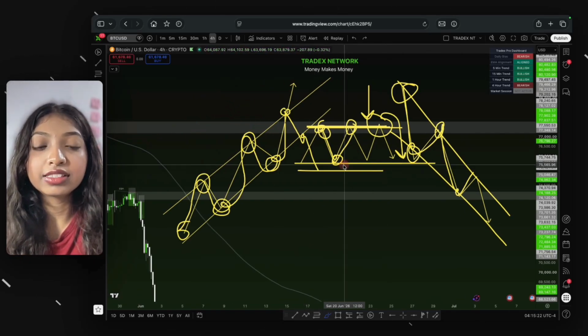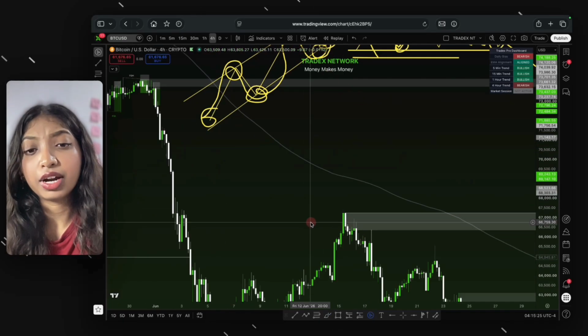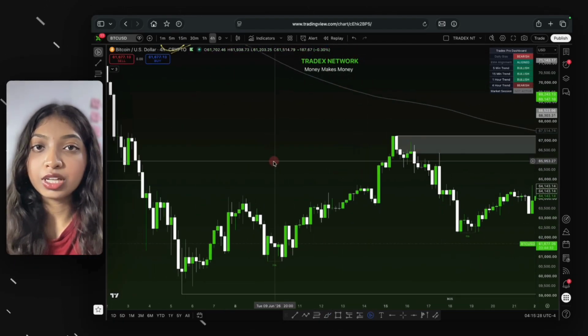So just like how we use this, the same concept I'm going to be showing you now in the live price action. Right over here, there are a few steps that you need to follow.